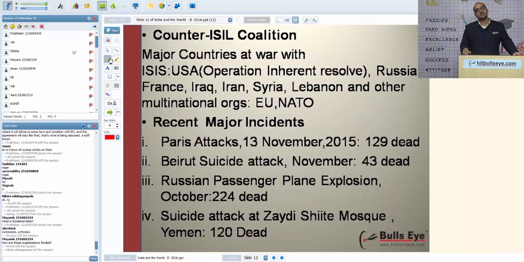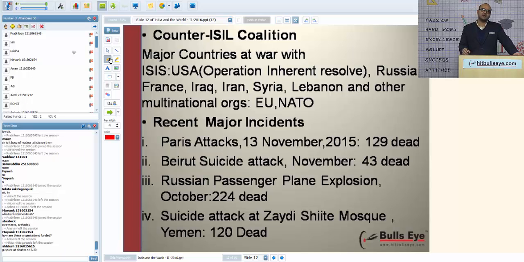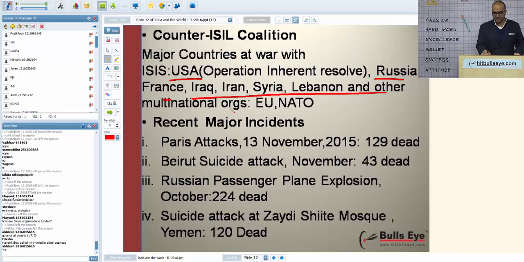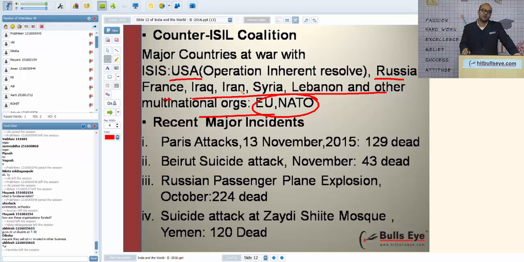Next, against ISIS, a large number of countries have started attacking them, of course. First is the USA, Russia, France, Iraq. These are certain countries. Major organizations that are involved in the conflict are the EU and NATO.